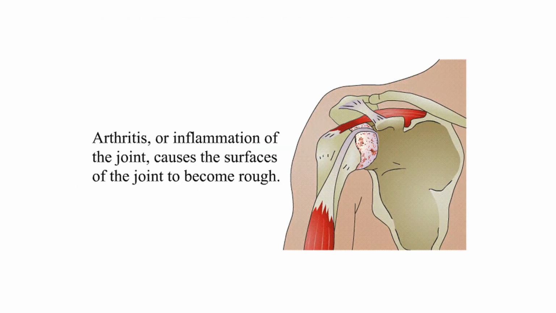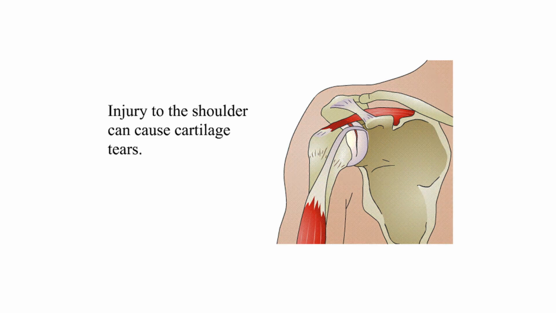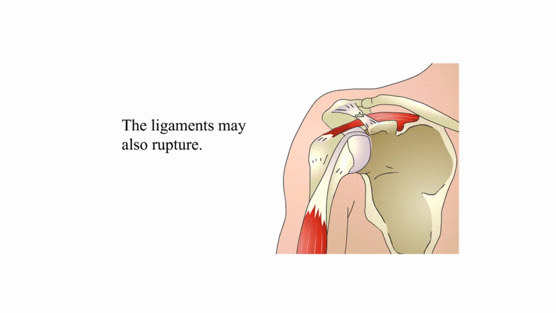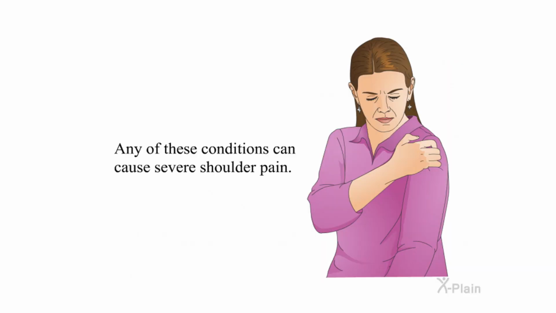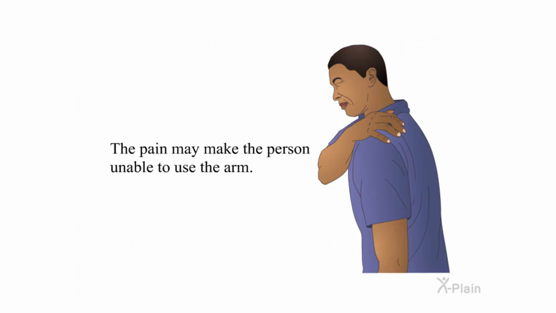Symptoms and their causes. Arthritis or inflammation of the joint causes the surfaces of the joint to become rough. Injury to the shoulder can cause cartilage tears. The ligaments may also rupture. Any of these conditions can cause severe shoulder pain. The pain may make the person unable to use the arm.